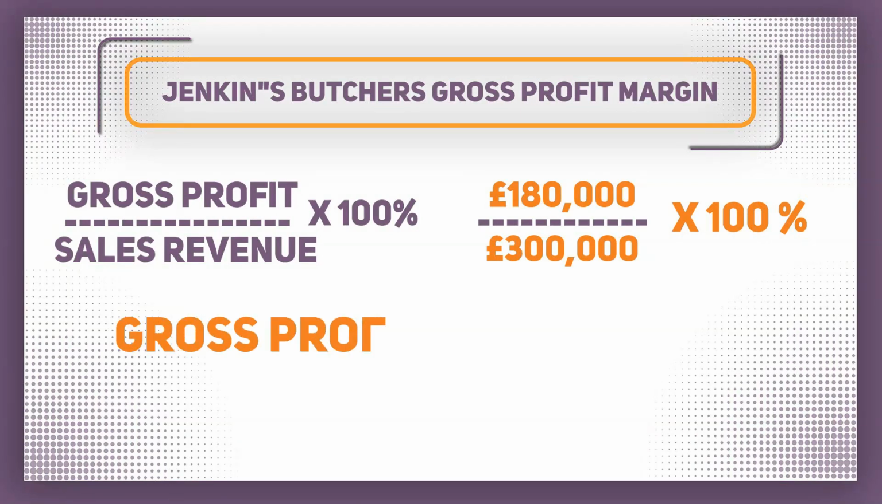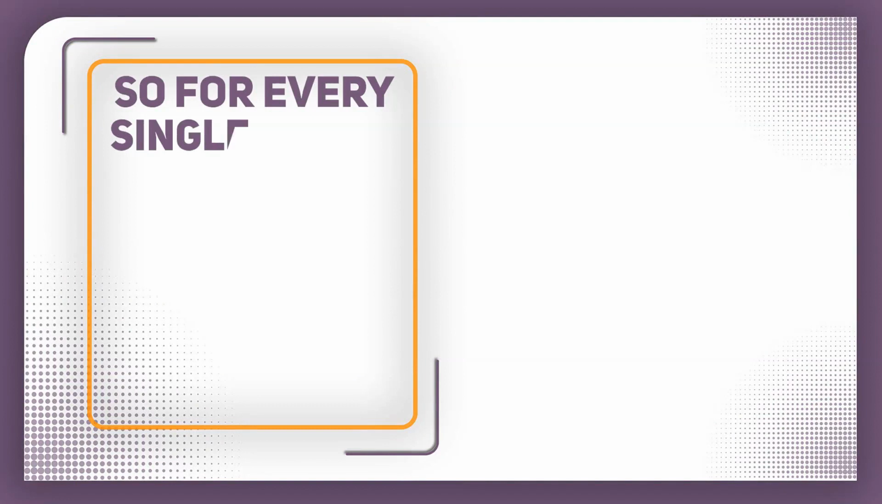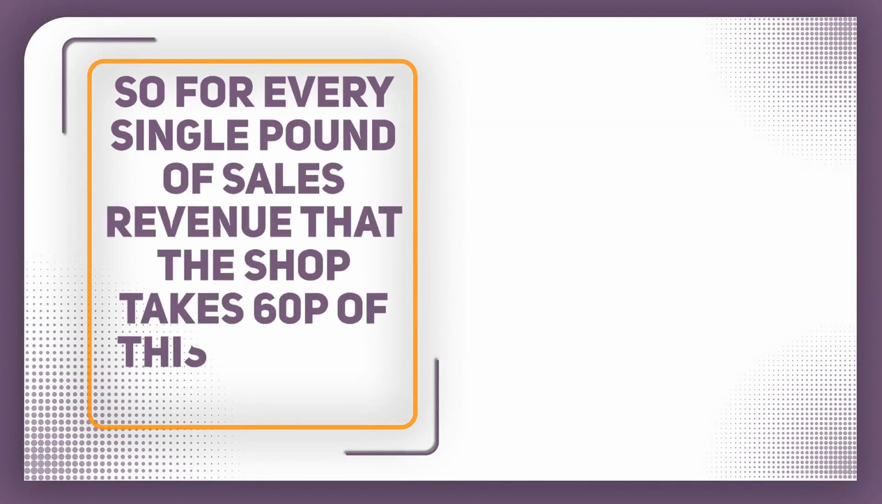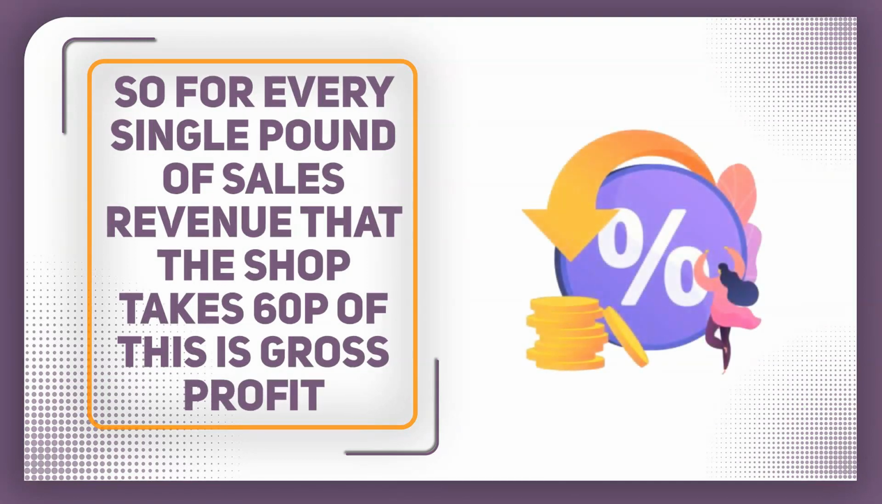And this gives the butcher shop a gross profit margin of 60%. So for every single pound of sales revenue that the shop takes, 60 pence of that pound is gross profit.